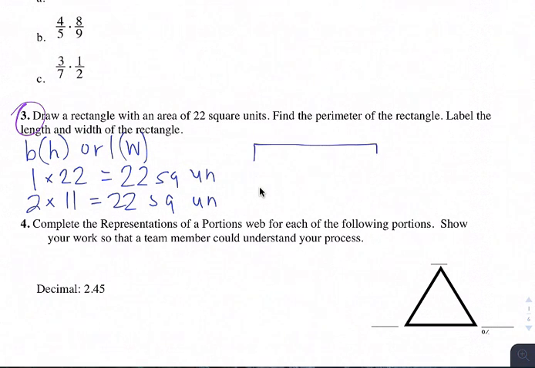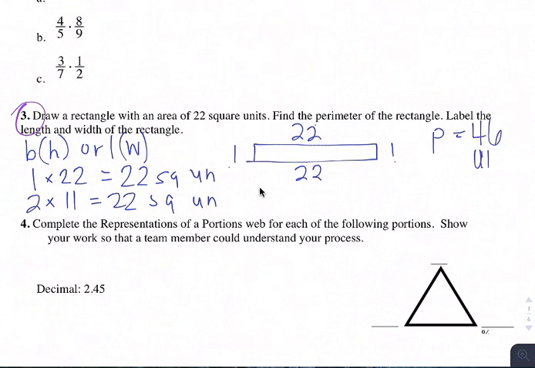So this can be my 1 by 22. So then this would be 22, that would be 1. The perimeter is equal to 22 plus 22 is 44, plus 1 is 45, plus 1 is 46, and that would be units. And the area is 22 square units. And you could do the other one, you could do a 2 by 11 and find those as well.